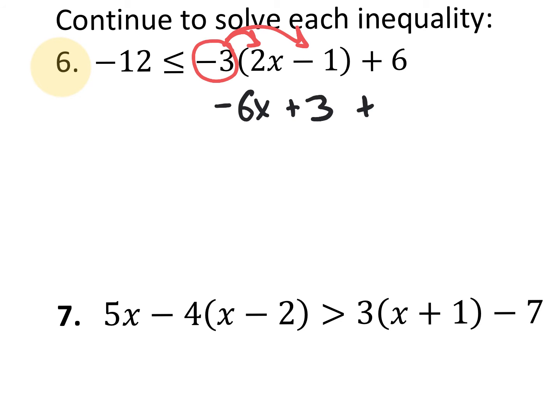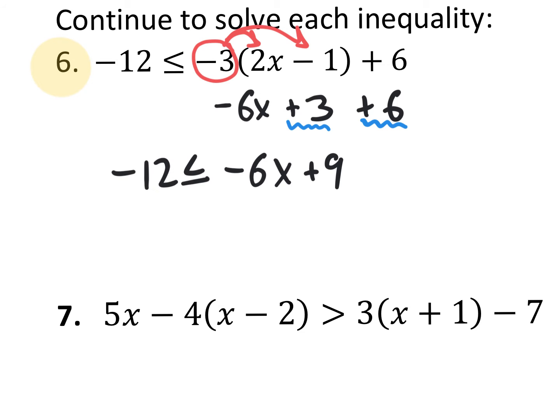Then I bring down the 6. So I have distributed. After that, I have 3 terms on the right side of this inequality. I could now combine like terms. I could combine this positive 3 with this positive 6, rewriting negative 6x plus 9, because 3 plus 6 is 9. The inequality, the less than or equal to, just comes down. Less than or equal to, the negative 12 just comes down, okay?